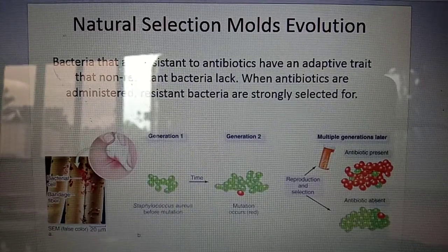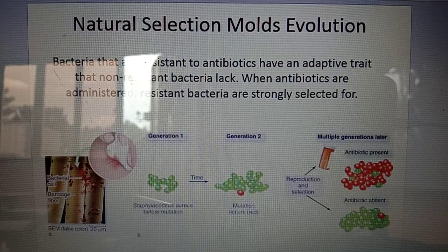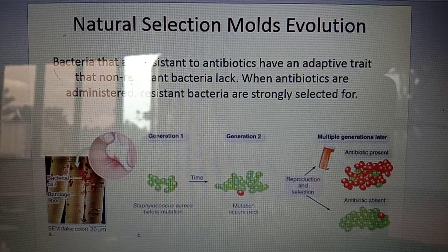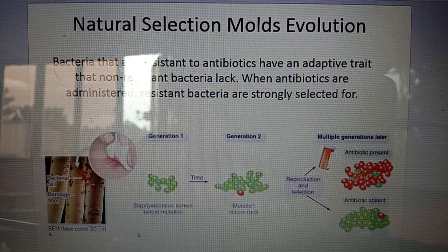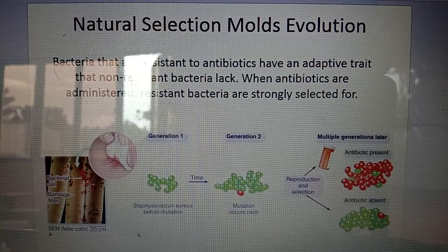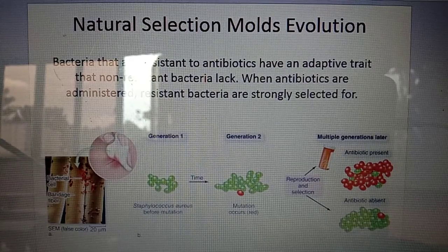Now, antibiotics cannot create a resistance allele. The variation in resistance is already present in the population. The presence of antibiotics causes the resistance allele frequency to shift.